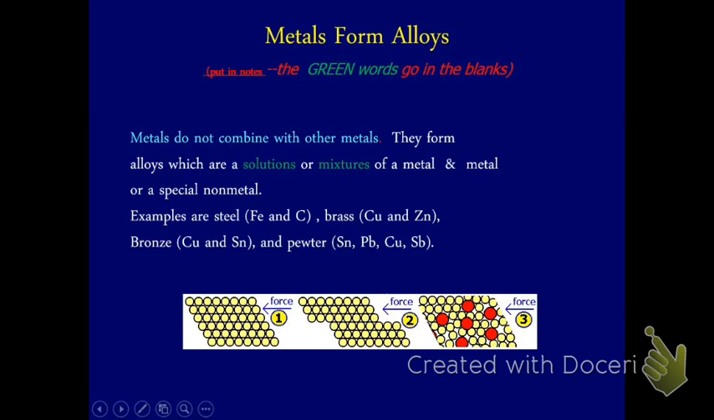Metals also form alloys. Metals do not bond with other metals. They only bond with themselves to form compounds. But they do form solutions or mixtures of metals. For example, steel is a mixture of iron and carbon. Brass is a mixture of copper and zinc. Bronze is a mixture of copper and tin. And pewter is a mixture of tin, lead, copper, and antimony.